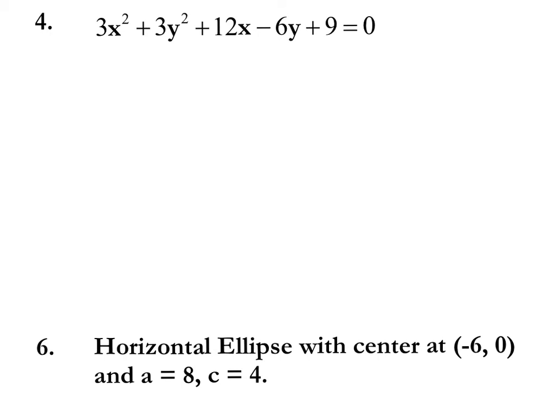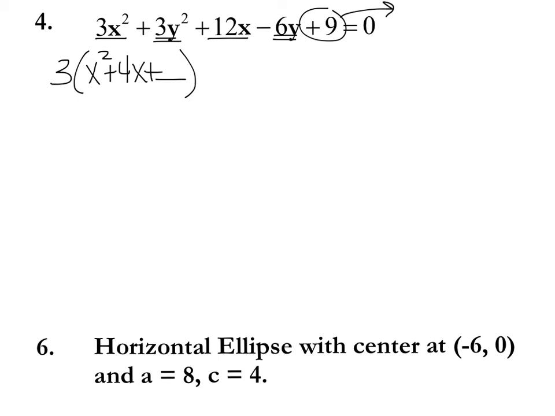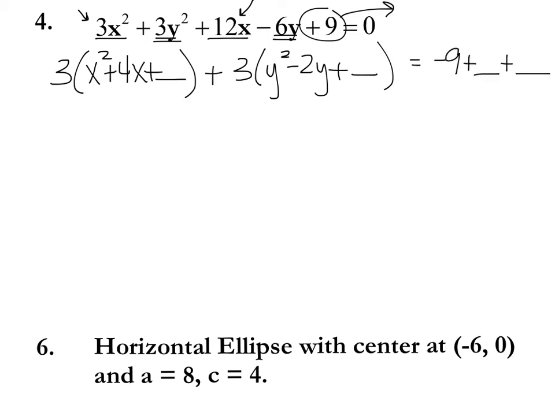So what I'm going to do is group my x's together, group my y's together, and move the 9 over. I'm going to do that all at once and add my blanks in and factor out the coefficient. So I'm taking a 3 out of the x squared term and also out of the 12x term, and that's why I got 4. So I'm doing a little bit of rearranging here. I've got 3 times (y² − 2y + blank), negative 9 plus blank plus blank.